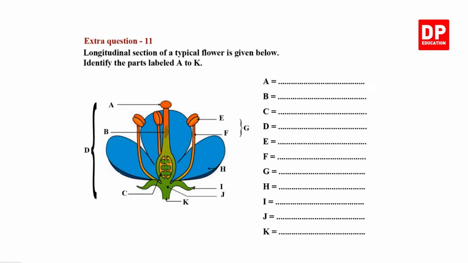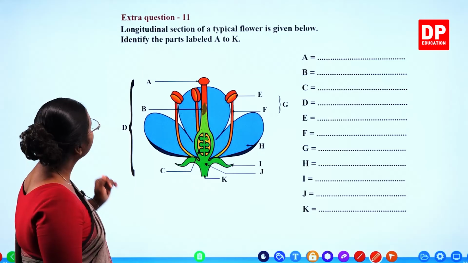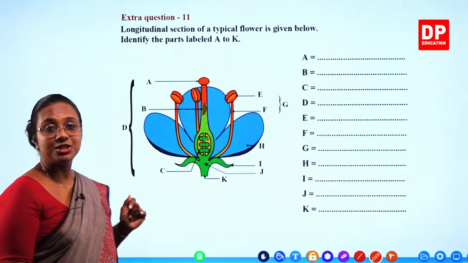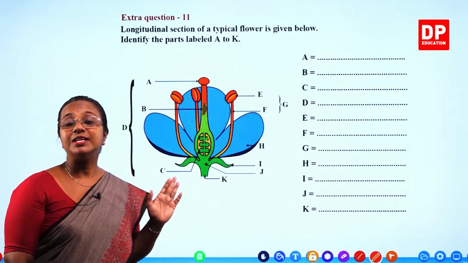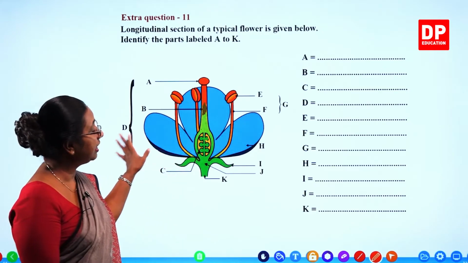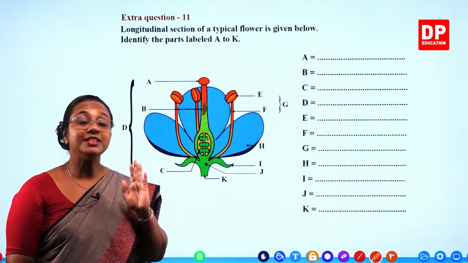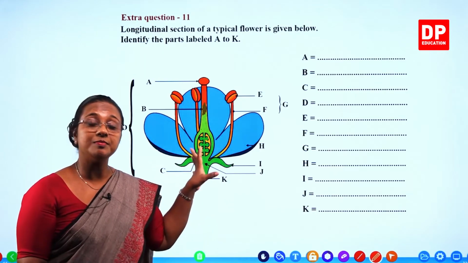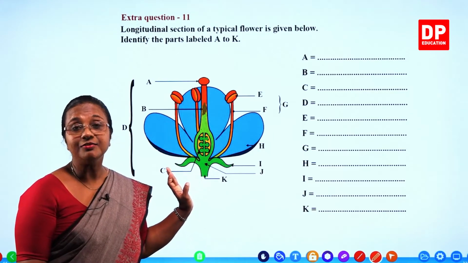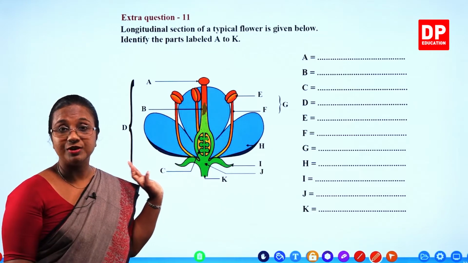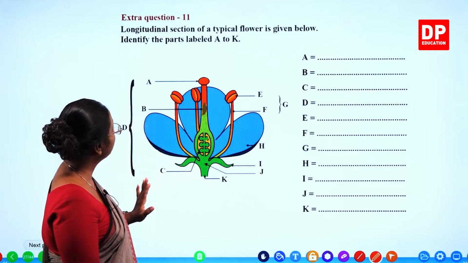Extra question 11. Longitudinal section of a typical flower is given below. Identify the parts labeled A to K. So you all know students what a typical flower is. A flower that includes all the parts, especially the androecium and gynoecium. Both are in the flower. So it will be a bisexual flower. You are familiar with all these parts students.